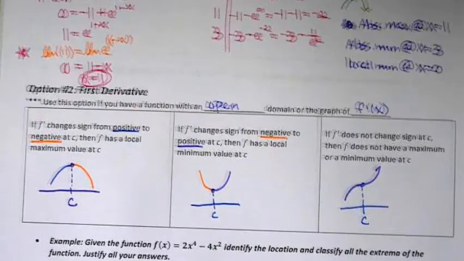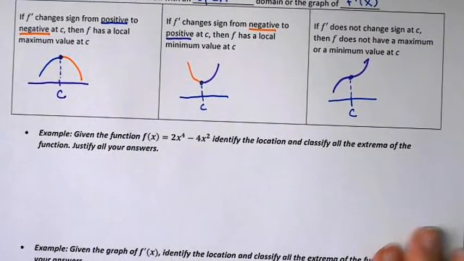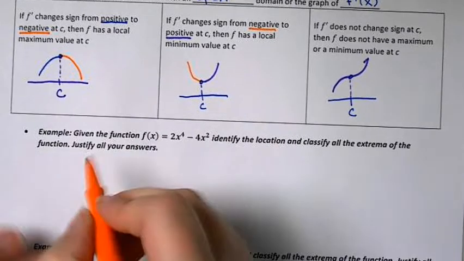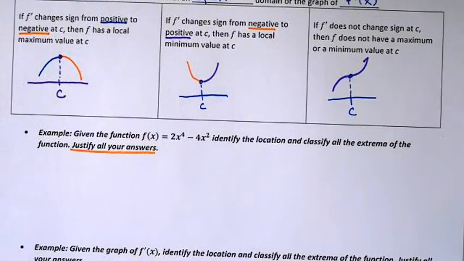So let's look at what this actually would look like in a problem. All right. So if we're given this function, f of x equals 2x to the 4th minus 4x squared, identify the location and classify all the extrema of the function. And we do need to justify our answers. This is going to be super important, especially as we get ready for the AP exam. So I want you to get into good habits now.